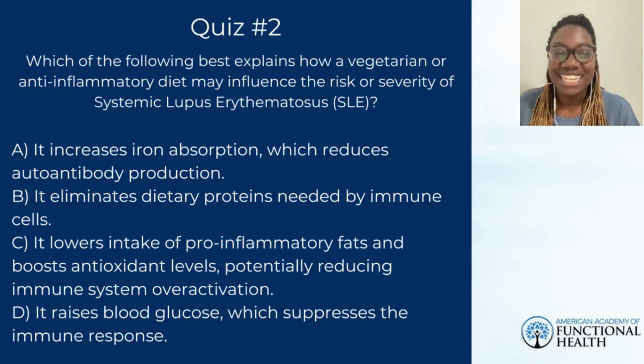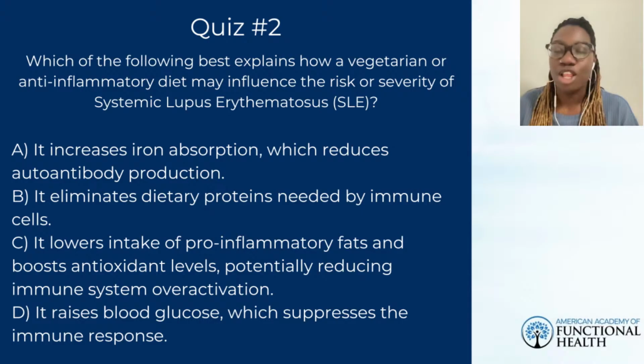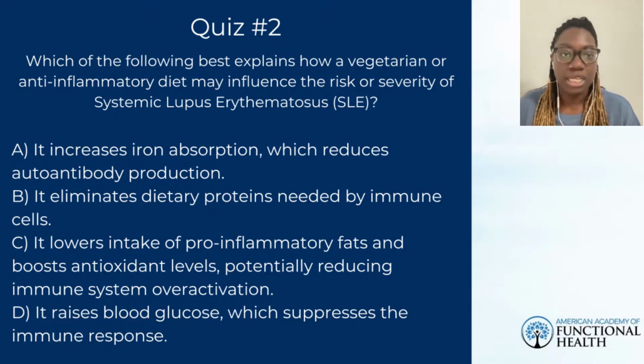All right, the correct answer is C. So vegetarian and anti-inflammatory diets are lower in saturated fats, rich in antioxidants, and rich in omega-3 fatty acids. All of these components and nutrients are known to modulate the immune system and modulate inflammation and potentially reduce the severity of autoimmune diseases.